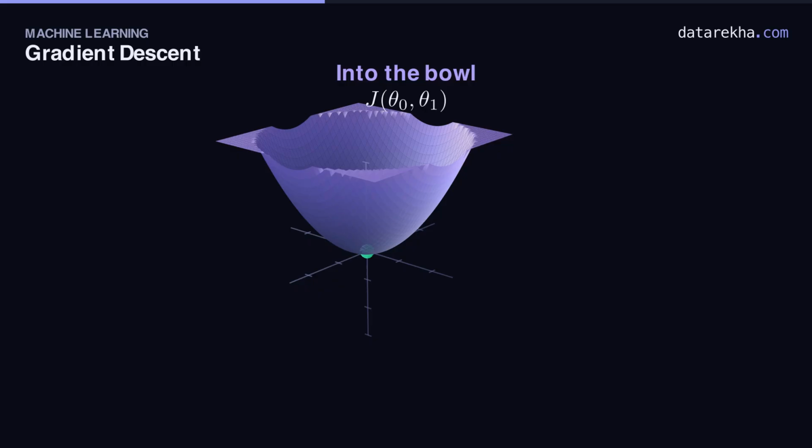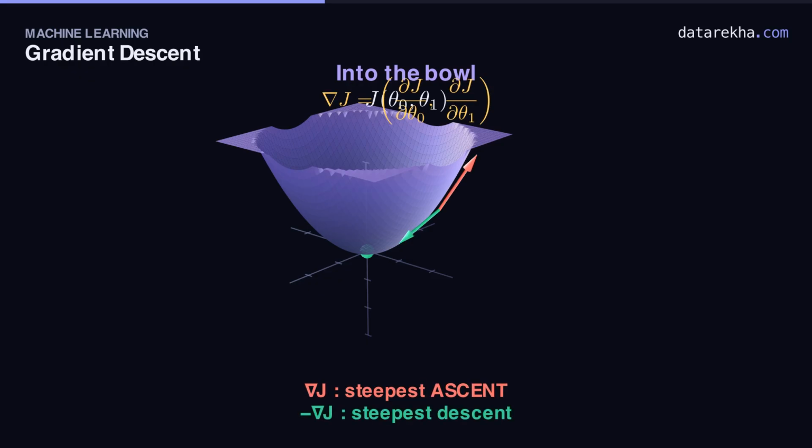Our job is to roll a ball from some random starting point all the way down to it, using nothing but the local slope. In 2 dimensions, the slope has a name and a shape. The gradient, written with an upside-down triangle. It's the vector of partial derivatives, how the loss changes as you nudge each parameter, and it points in the direction of steepest ascent. Steepest way up. So to go down, we simply flip it around and follow its negative.